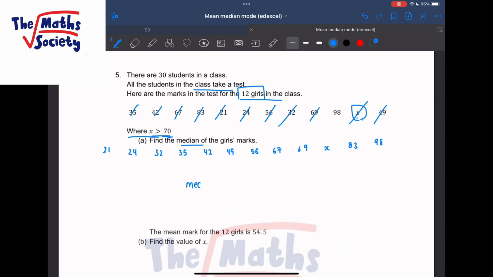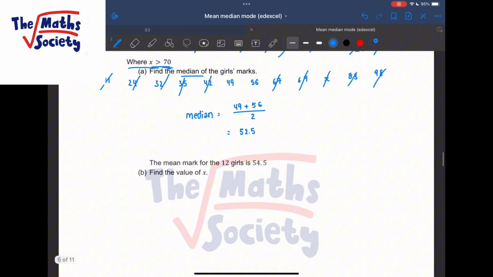So to find the median, we'll do the same way. So we have 49 plus 56 in the middle. And we want to know the median, we just add them, divided by 2, which you will get 52.5 as the median. And then it says that the mean mark of the 12 girls is 54.5, so we know the mean. So we can find the value of x.